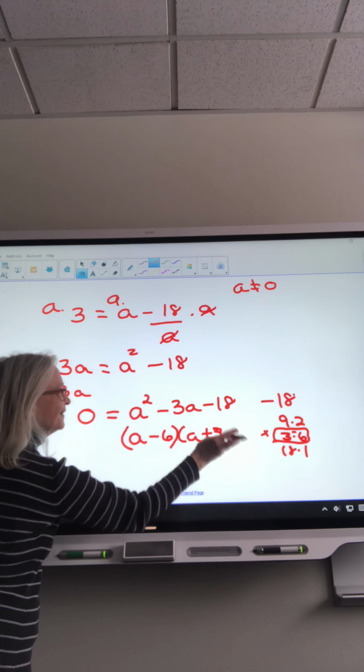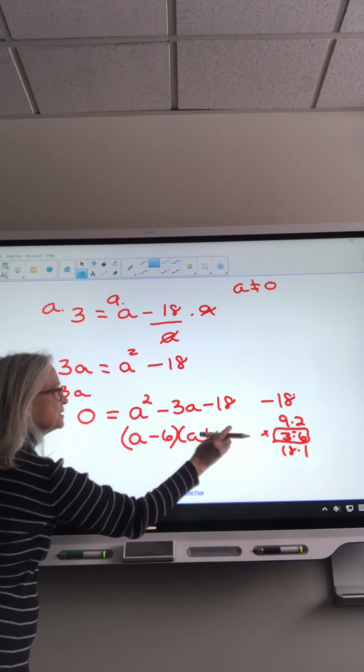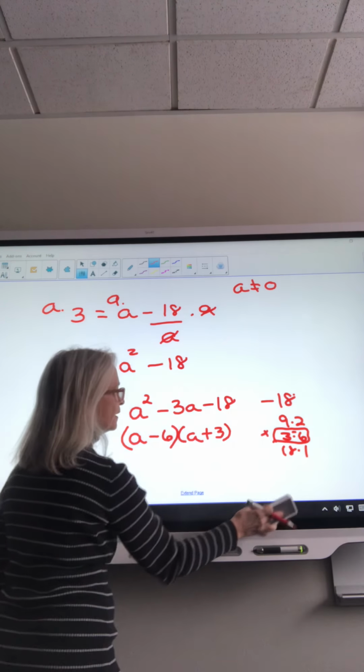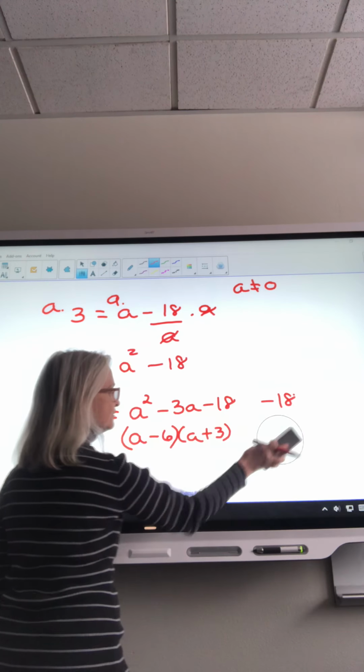Whoops. I think the board's tired. I've been using it a lot today. Here we go. I'm just going to erase this to give myself a little more room.